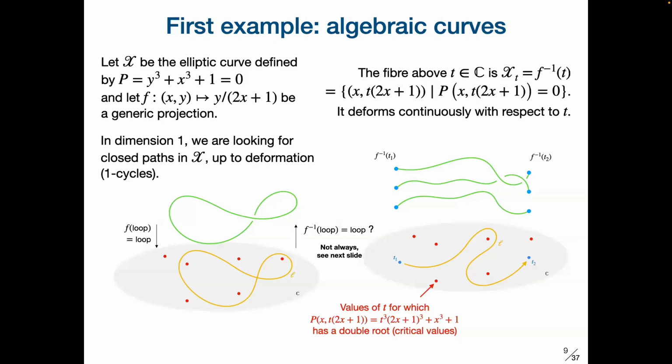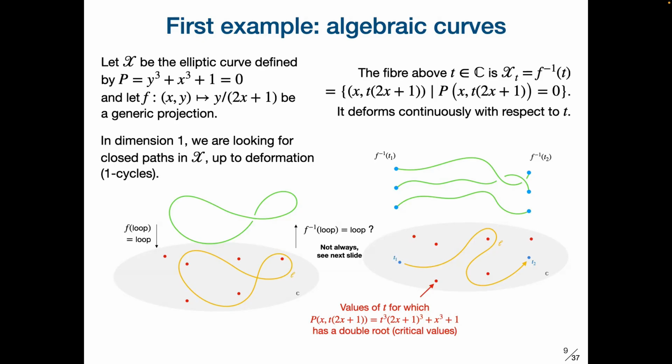So if we look at the fiber of a given point, this amounts just to taking the equation here and replacing y by t times (2x plus 1). And you see that you get a cubic equation in x, because t now is a fixed parameter. So you fix t, you get a cubic equation in x, and you see that for generic values of t, this cubic polynomial is going to have three distinct solutions, represented by these three green points here. And moreover, these three points are going to deform continuously with respect to the parameter t as you move it downstairs.